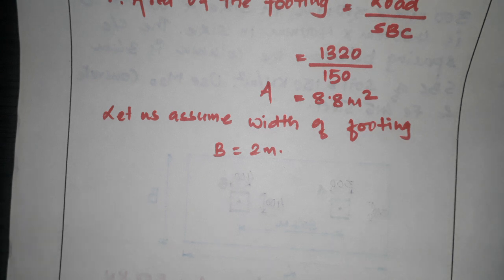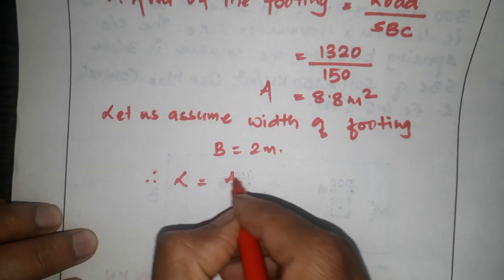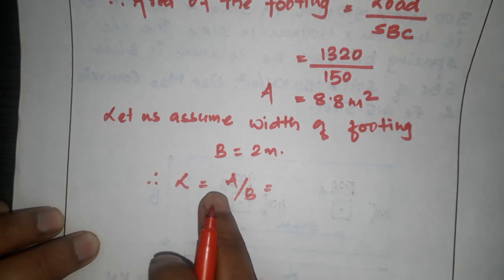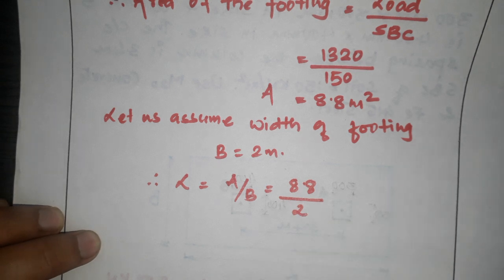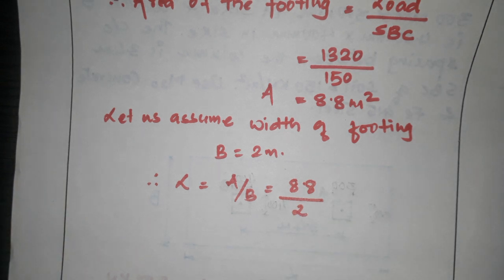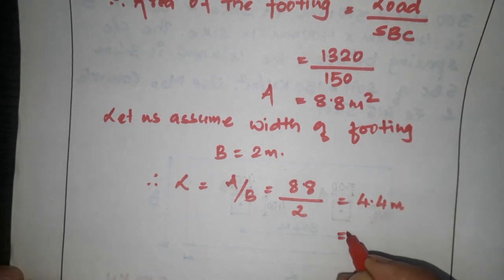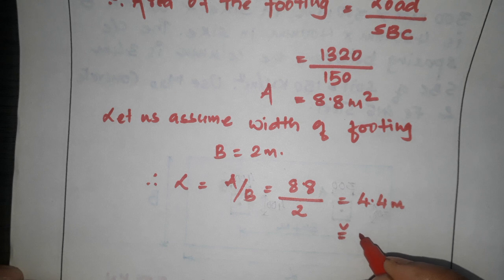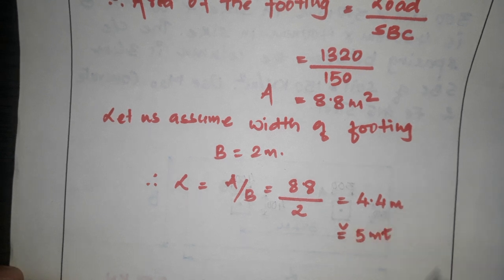So what should be the length of the footing? L is equal to area by B. So it is 8.8 divided by 2 meter, the width of the footing we assumed. So we'll get 4.4 meter. We'll take it to the higher side, because the area provided should be more than the area required. So I'll take this as 5 meter. You can take 4.6, 4.8, but better to round the figure to a higher value.